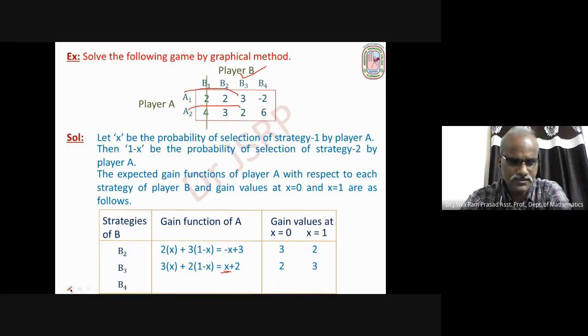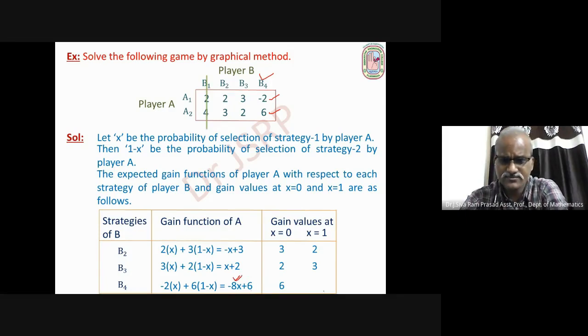Okay. Similarly, with respect to the fourth strategy of player B, the expected gain is minus 2 into x plus 6 into 1 minus x. That is minus 2x plus 6 minus 6x. So minus 8x plus 6. Gain value at x equals 0: substitute x equals 0, 0 plus 6, 6. Then the gain value at x equals 1: substitute x equals 1, minus 8 plus 6, minus 2. So these are the gain values.